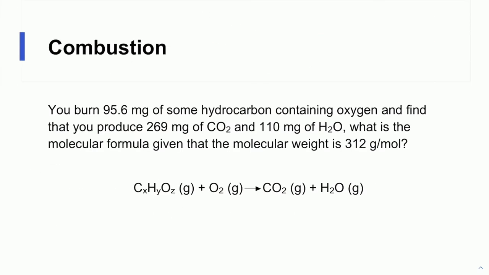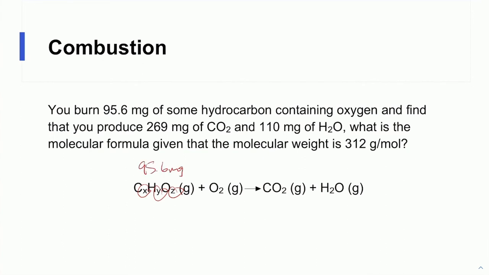Okay, so it says you burn 95.6 milligrams of some hydrocarbon containing oxygen, and find that you produce 269 milligrams of carbon dioxide and 110 milligrams of H2O. What is the molecular formula given that the molecular weight is 312 grams per mole? All right, so the purpose of combustion is to find out what these subscripts are, what the chemical formula of the hydrocarbon is. So that's the reason we do combustion analyses in the first place. So hopefully that helps understand where we're going.